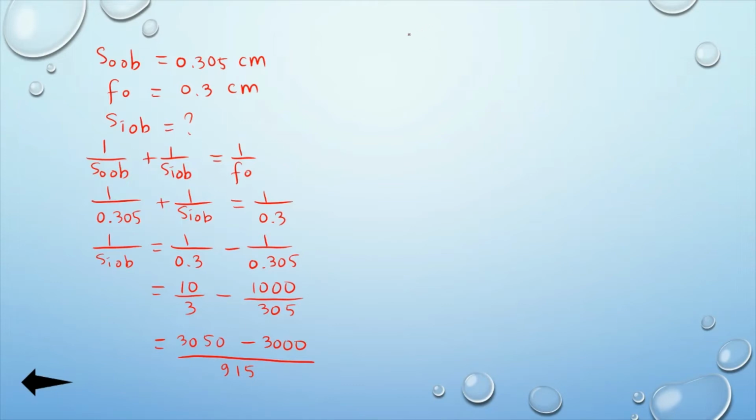Now, we get 1 over SIOB equals 50 over 915. So, SIOB equals 915 over 50, or 18.3 centimeter. So, the image will be formed 18.3 centimeter from the objective lens. This is the answer for question A.